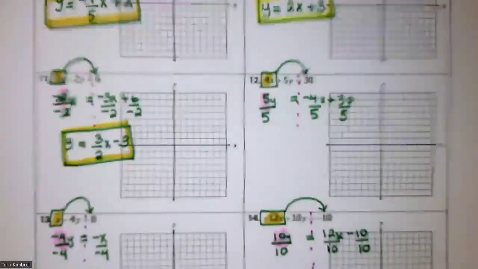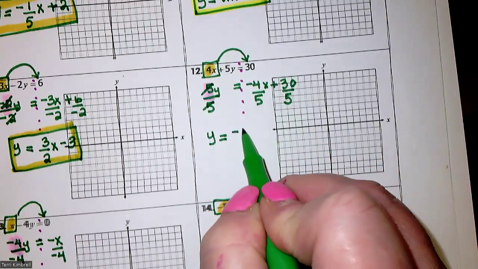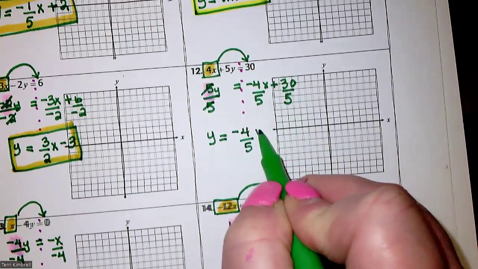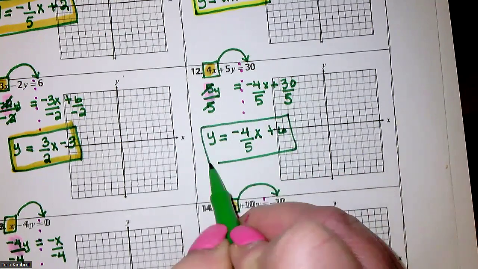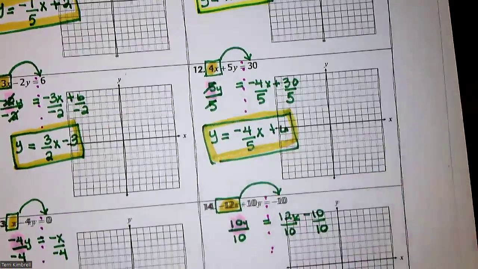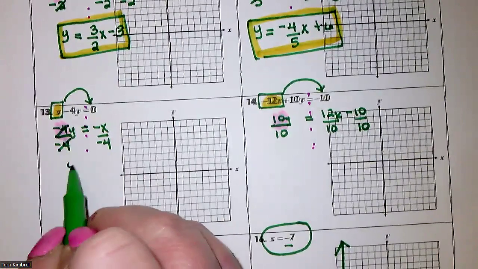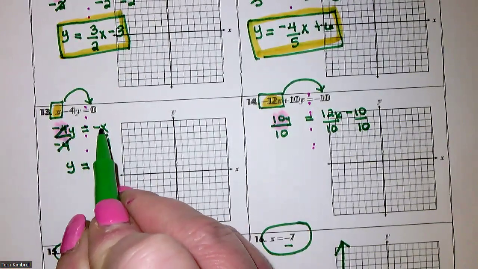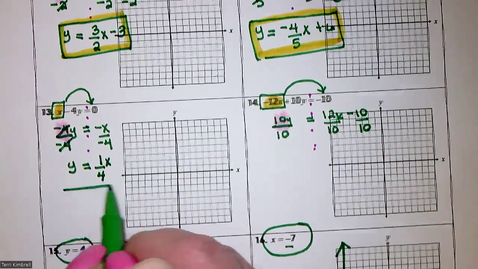Check that one. Okay, the 5s are canceling out. So I'm going to get y equals, that's going to stay -4/5x, and you're going to have +6. And then this one would go to y equals, hope you got this one right. Remember, there's a 1 in front. That's going to be a +1/4x.